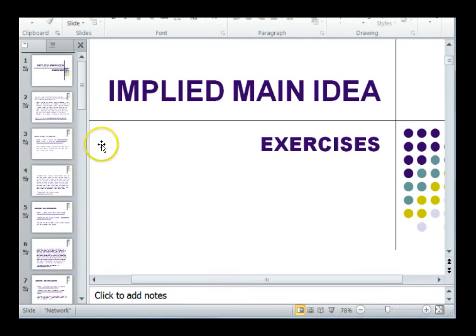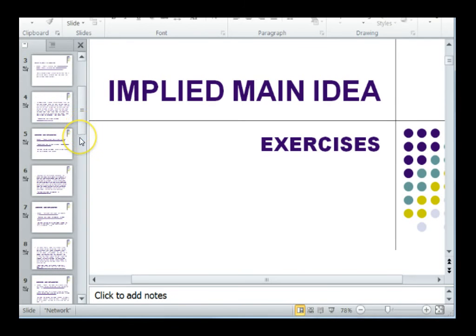So again, I suggest that you look at these 5 slides and do this as practice after you have studied the chapter.